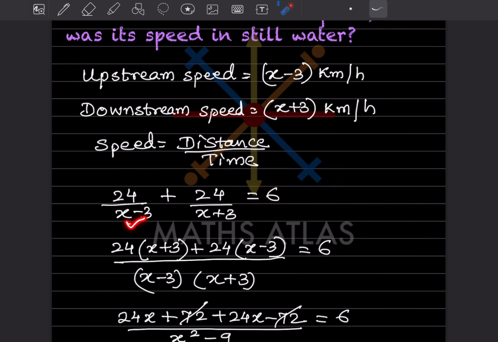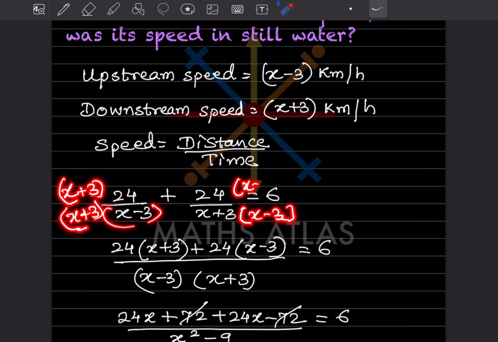You can see here x minus 3 and here x plus 3. So you need an extra x plus 3 here, and here we can put x minus 3. That is the LCM. So you also have to put x plus 3 in the numerator, and here again in the numerator you have to put x minus 3. The same thing is written here, 24 into x plus 3 plus 24 into x minus 3.